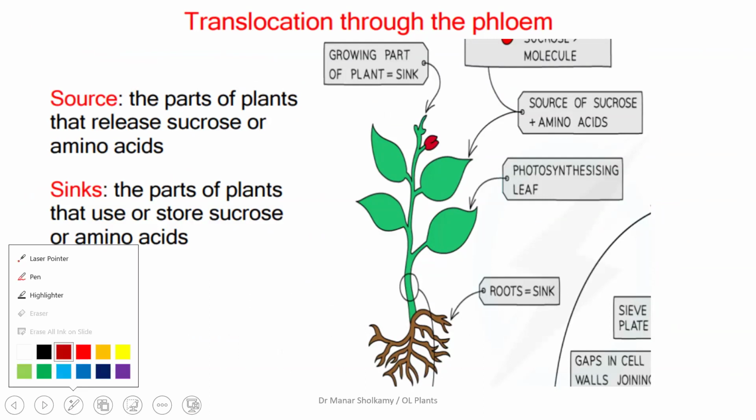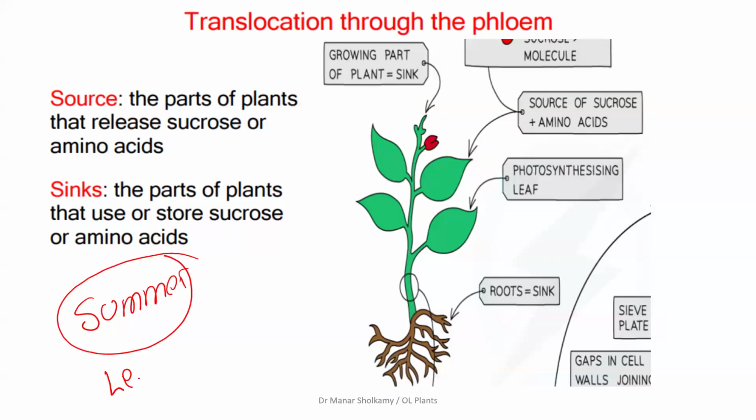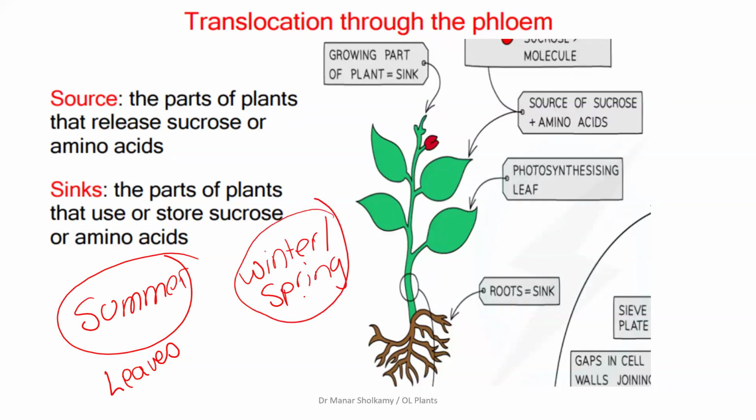Yes, very good. Now, this is a picture of a plant, a typical plant. In the summer, pay attention with me. In the summer, I have leaves. But in the winter or the spring, those leaves fall off. So in the winter or in the spring, sometimes they call it the growing season, there are no leaves. Okay, put this in mind.